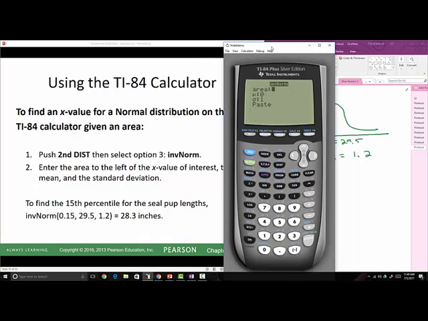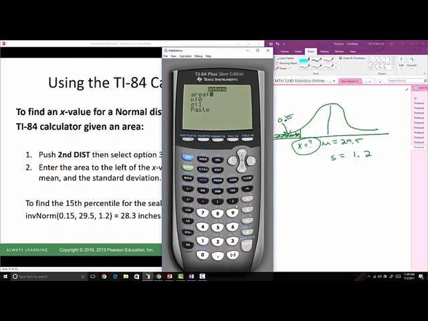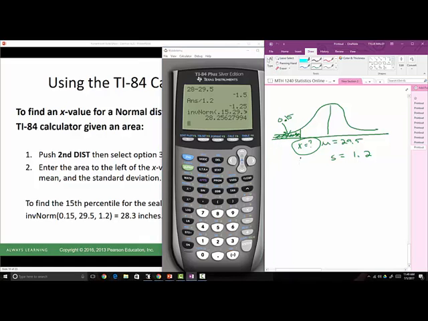The area to the left is 0.15. The mean in this case is 29.5, and the standard deviation is 1.2. We can go down and hit the paste button, and that'll put it in this format already for us. We hit enter, and we get 28.256. So this x value is 28.256, roughly.